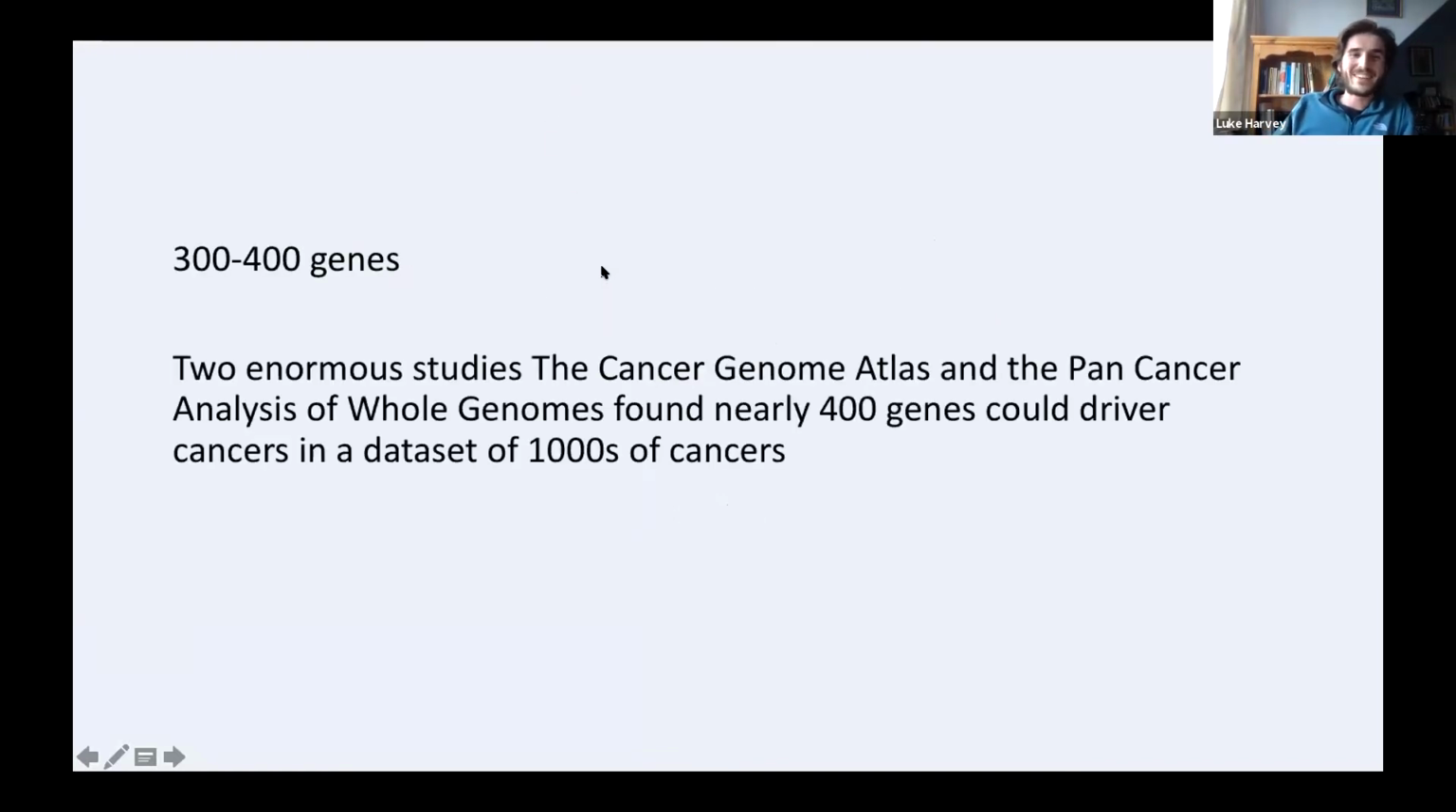So there are 300 to 400 genes. There's some debate over this, but they have been found under positive selection in cancer. There are two enormous data sets that we've looked at, the Cancer Genome Atlas and the Pan-Cancer Analysis of Whole Genomes, that have looked at the genetics of thousands of cancers and looked for which genes are most frequently mutated and driving cancers. And they find that there are nearly 400 genes that can cause cancer.